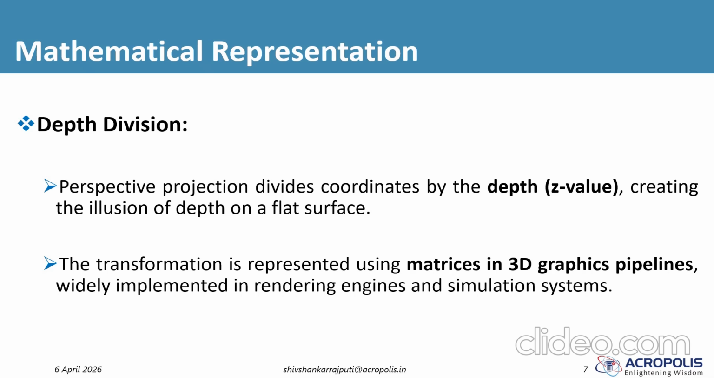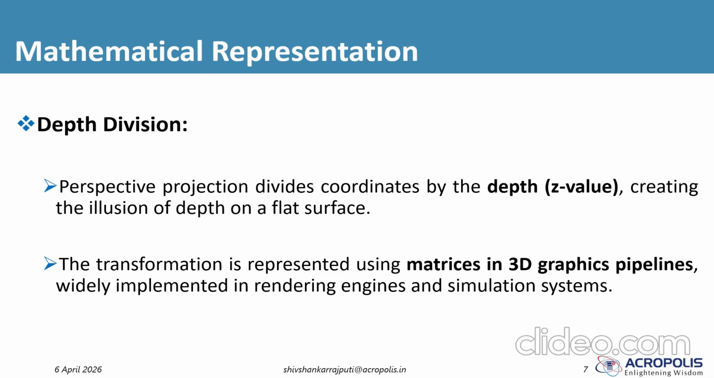Mathematically, perspective projection works by dividing object coordinates by their depth value, which is the z-coordinate. This process creates the illusion of depth on a flat surface. In computer graphics, this transformation is implemented using matrices in the 3D graphics pipeline. These matrices help convert 3D coordinates into 2D screen coordinates efficiently in rendering systems.